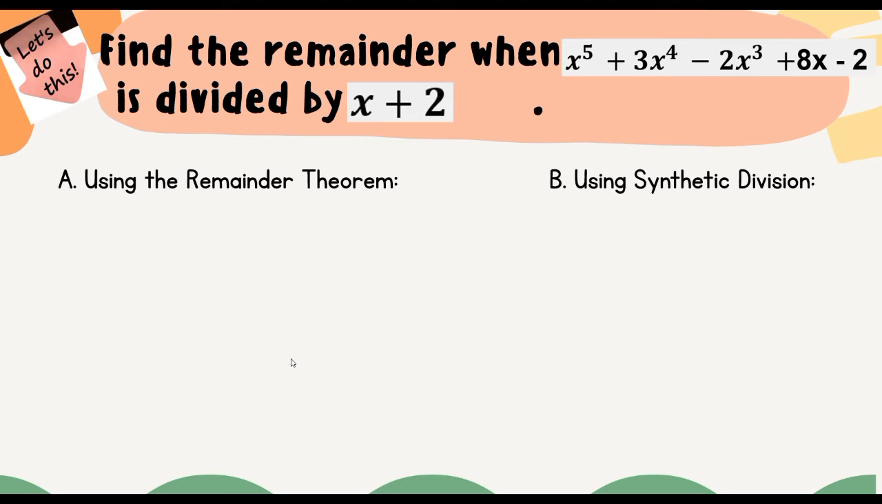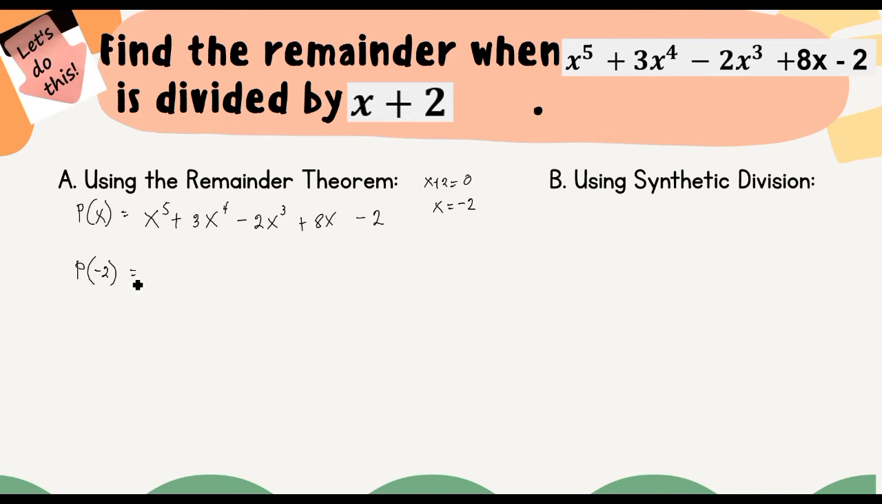And let us have this last example. Given that x raised to 5 plus 3x raised to 4 minus 2x cubed plus 8x minus 2 is divided by x plus 2, hanapin natin yung remainder ulit. So, again, using the remainder theorem, P of x is equal to x raised to 5 plus 3x raised to 4 minus 2x cubed plus 8x minus 2. So, magiging x plus 2, equate natin kay 0, kaya pag kinuha natin yung value ng x, that would become negative 2. So, P of negative 2.